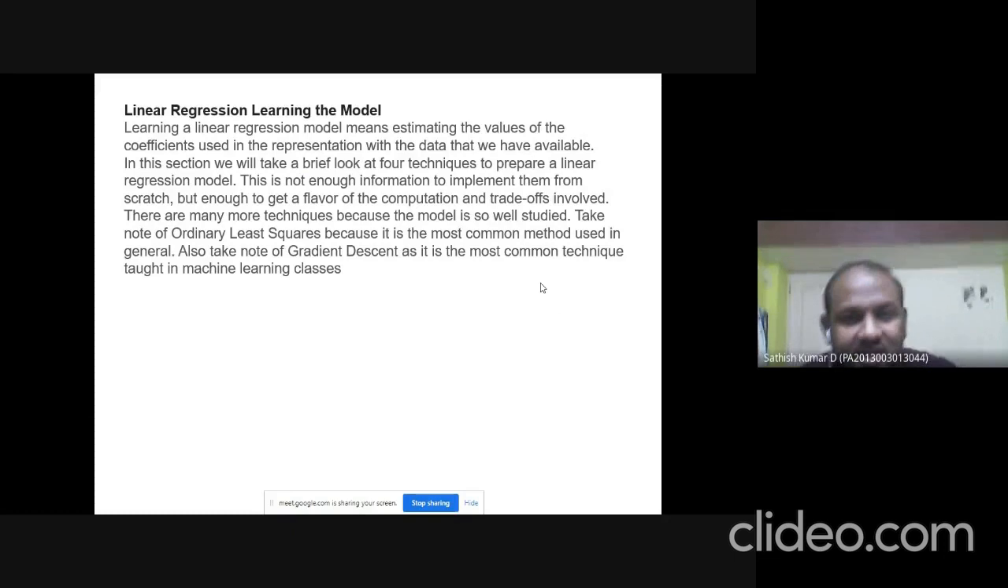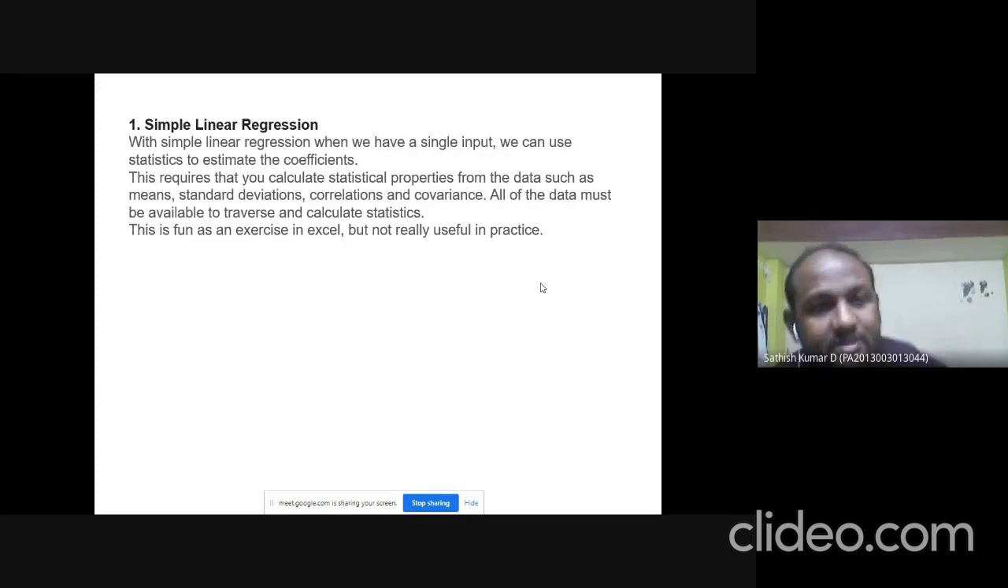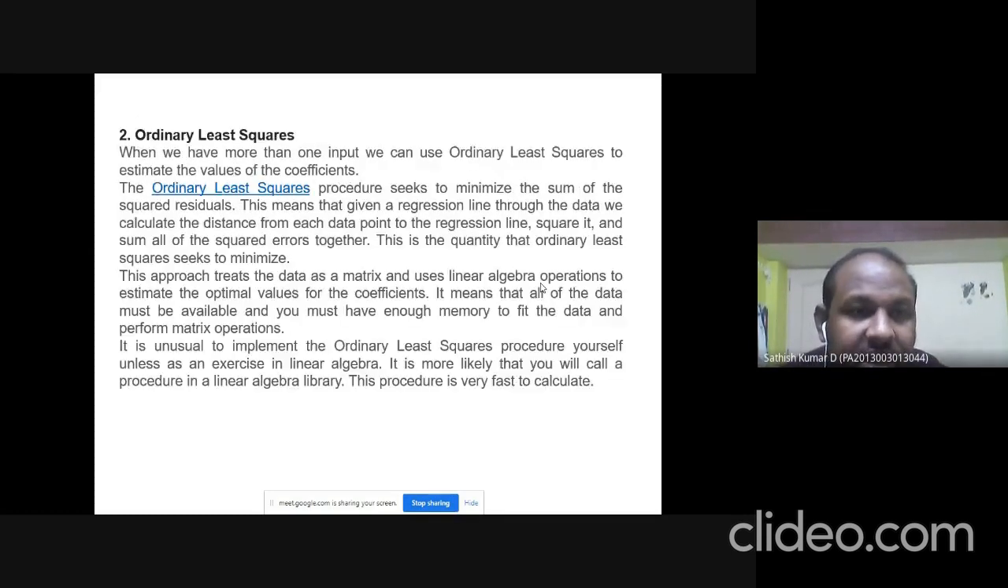Linear regression learning model. Learning a linear regression model means estimating the value of the coefficients used in the representation with the data that we have available. So in this section, we will have a brief look at the four techniques to prepare a linear regression model. First one is simple linear regression. Already we have discussed simple linear regression. The second one is the ordinary least squares method. When we have more than one input, we can use the ordinary least squares method.